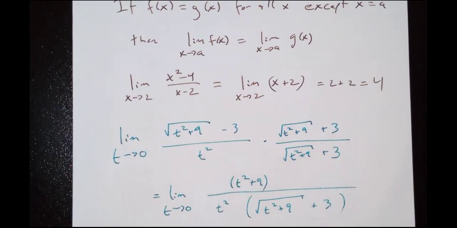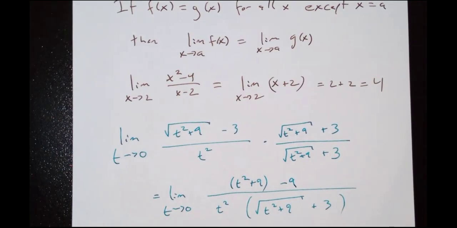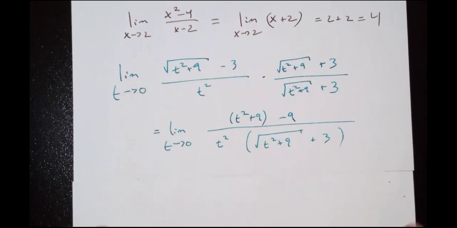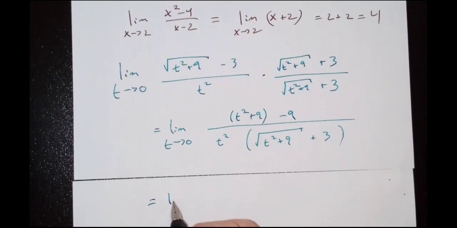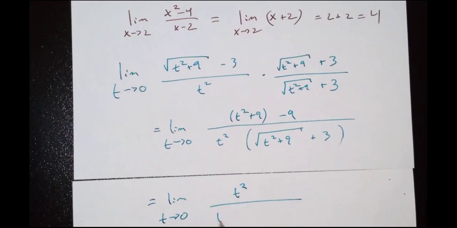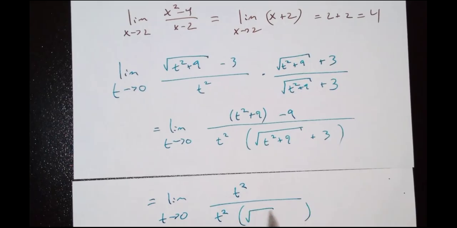Minus 9. Hey, wait a minute. Look at what is about to happen on top. On top, I'm going to get t squared plus 9 minus 9. Plus 9 minus 9, what happens to those? So that makes the top just a t squared. And don't I happen to have t squared times stuff on the bottom? Notice it's even outside a set of parentheses. And that means it's being multiplied. That means I have to cancel that t squared on top and bottom.